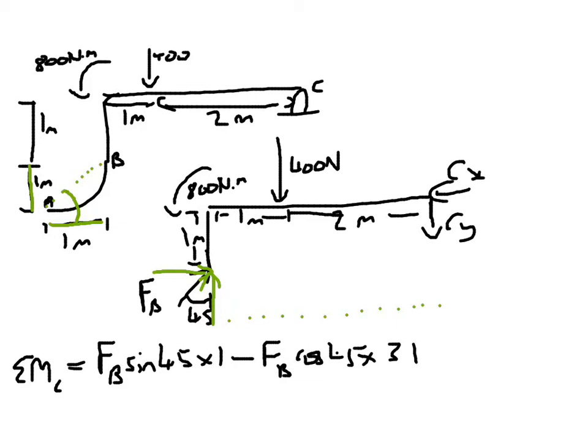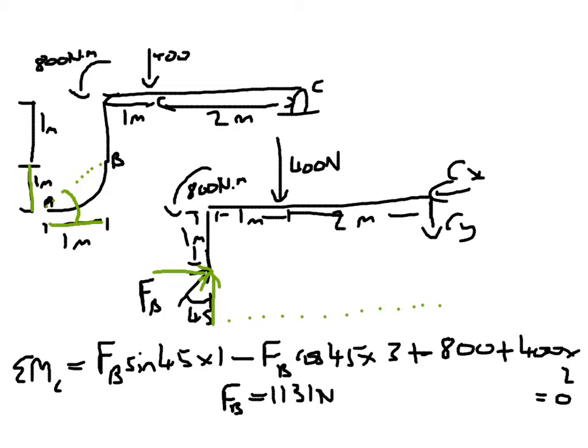We've got a plus 800, which is a moment that's already given, and we've got a plus 400 times 2, which was the force that was given to us, and that all has to equal 0. We can then rearrange that and we can find FB to equal 1,131 newtons. So that gives us FB.